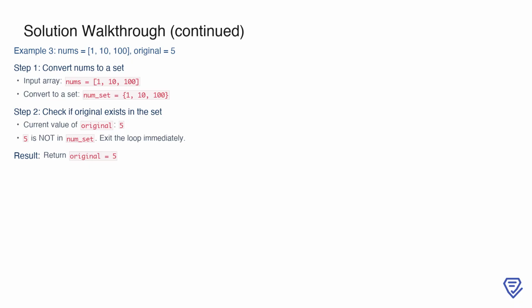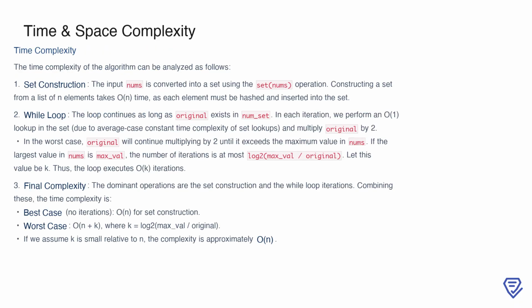This example highlights the scenario where the initial value of original is not found in the set, leading to an immediate termination of the process. When analyzing the time complexity of this algorithm, we start with the set construction. Converting the input array nums into a set ensures that we have unique elements, and this process requires O(n) time because each of the n elements needs to be hashed and inserted into the set.